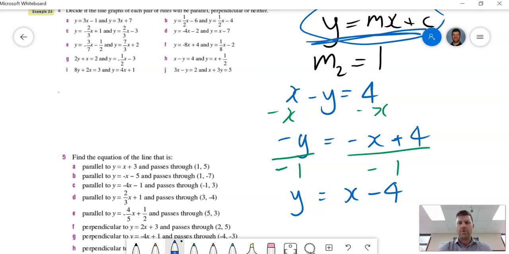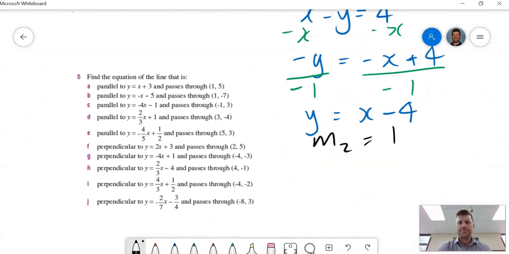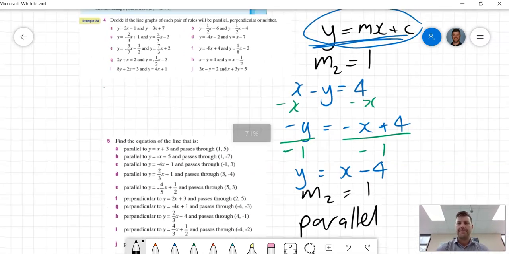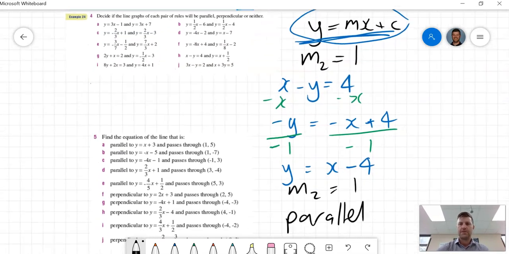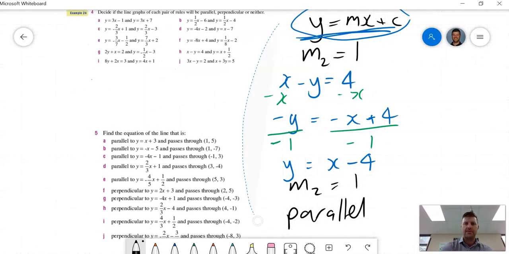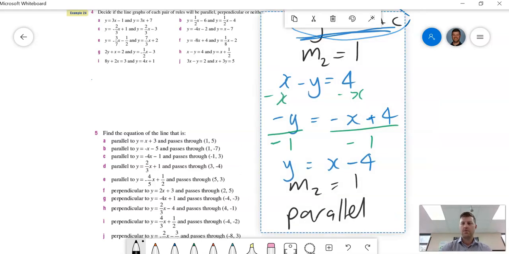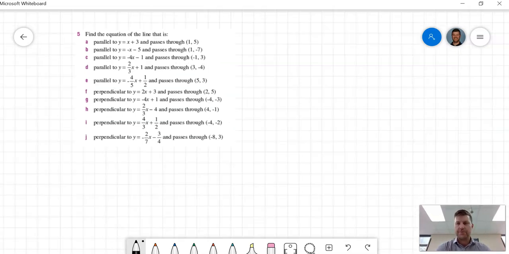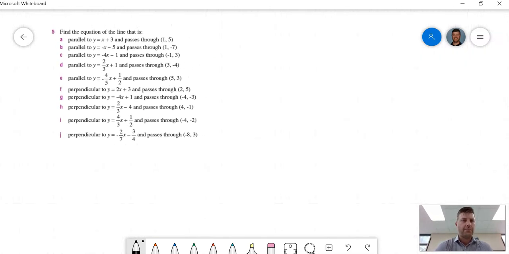The value of m, or m2, is in fact +1. Therefore, these lines are parallel. Okay. Now, that's the easy part for today. The second part, or question 5, I want you guys to have a go at, is a little bit more challenging than that. And again, I'm just going to take a few examples from question 5. So, in fact, let's just look at question 5a.